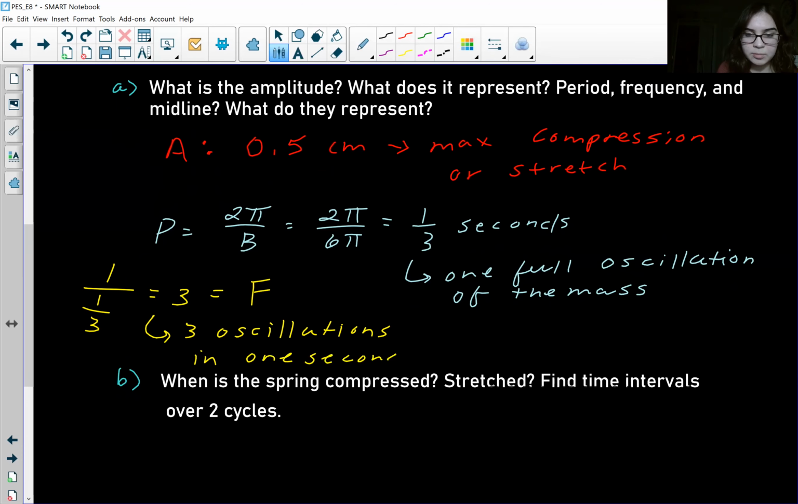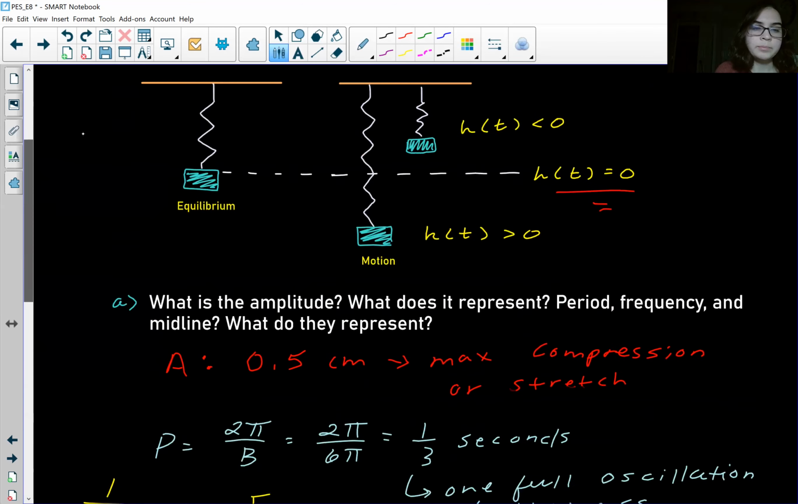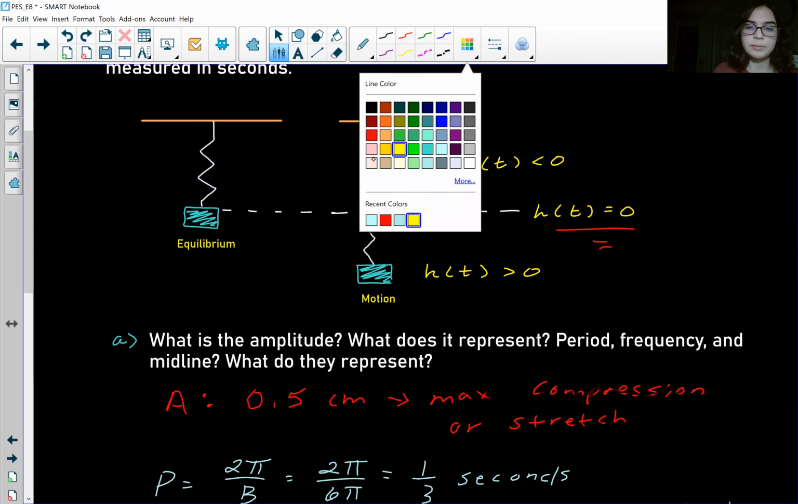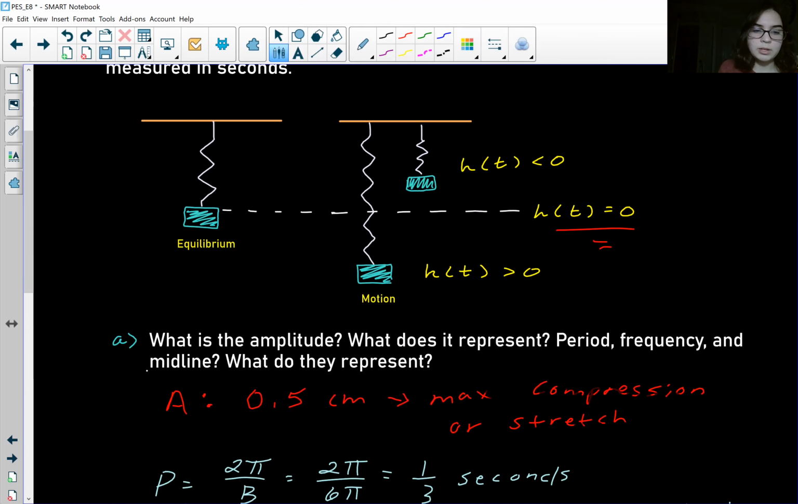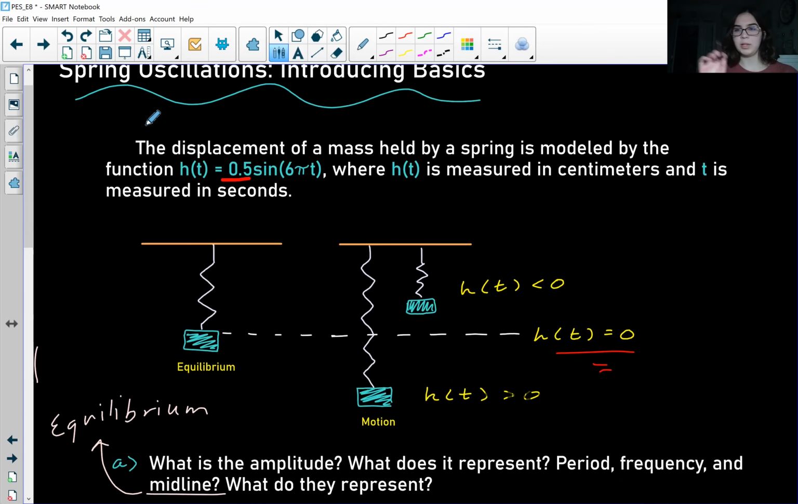And we kind of already talked about midline. Here, I'll write it off to the side. Midline is just going to be equilibrium. We were kind of given that. The way that we also know is the fact that in the equation, there's no plus or minus at the end of it, which would be a vertical shift. And by default, our midline is just 0.